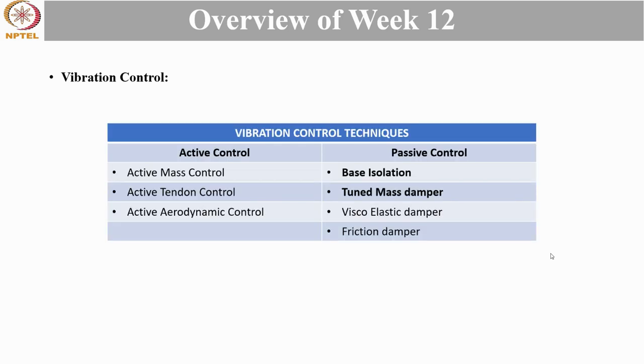Now, in these two categories, we have the following techniques. In active control, we have active mass control, active tendon control, and active aerodynamic control. And in passive techniques, we have base isolation, mass damper, viscoelastic damper, and friction damper. The two most commonly used are the base isolation method and tuned mass damping techniques.